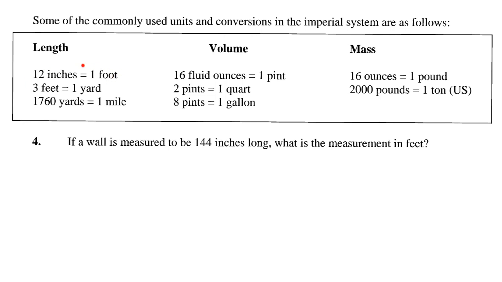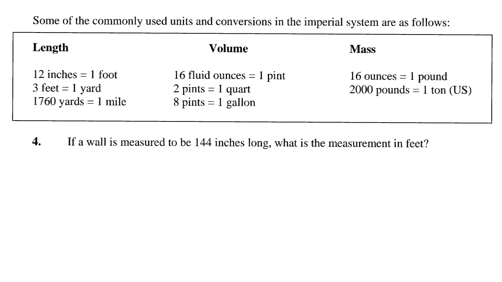All right, so there's 12 inches for every foot, 3 feet for 1 yard, 1,760 yards for 1 mile. I need you to kind of remember that. That's something that everybody tends to forget. All right, there's 16 fluid ounces in a pint, 2 pints in a quart, 8 pints in a gallon, 16 ounces in 1 pound, and 2,000 pounds in 1 ton. In 1 ton from the US.